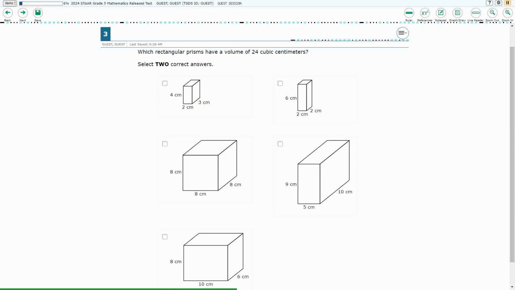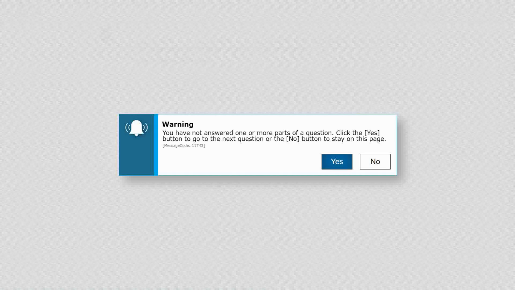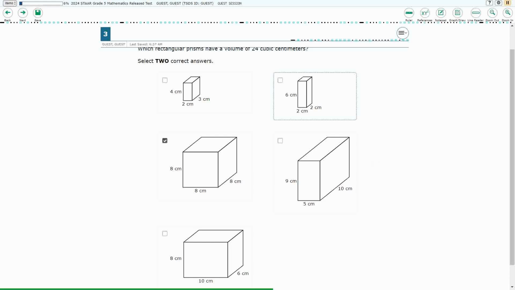So multiple select means we need to find two correct answers. If I select these two, and I want to select a third, you'll notice it will not let me. And then if I just try to select one and move on, the system will give me a warning saying you have not answered everything. So let's get both points. This is a 2-point problem.